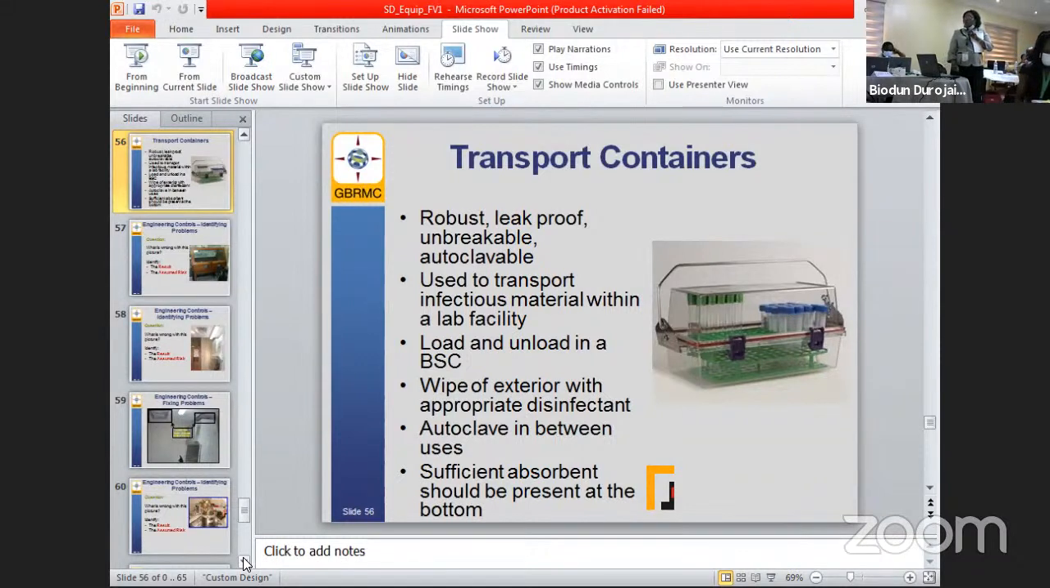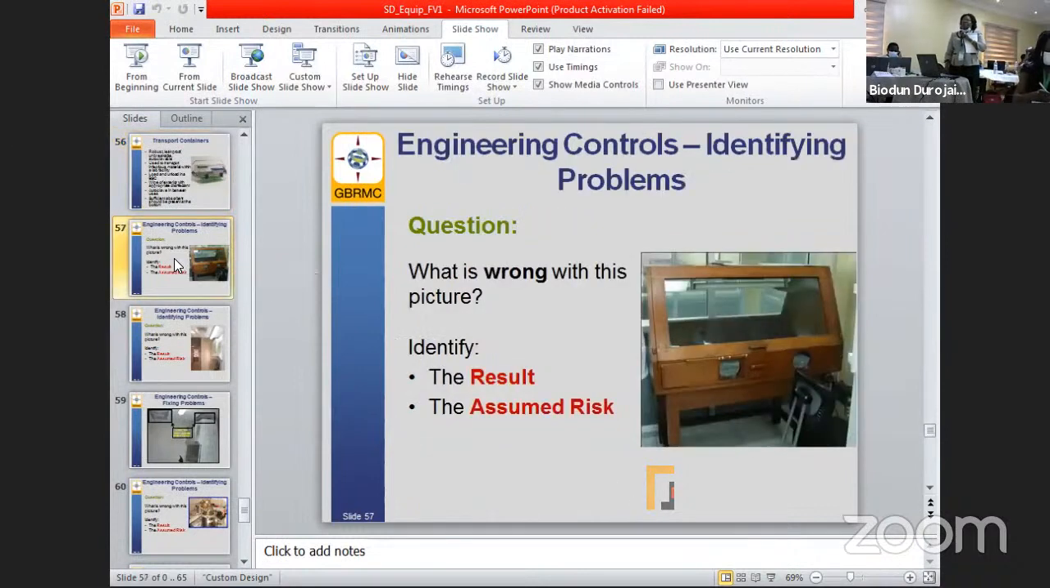So we are rounding up now as we are looking at identifying problems. What is wrong with this picture? You can relate to people still using some archaic, wooden box. What is the result of using this wooden box? What results can you get? Somebody still sticking to 1930s kind of equipment.